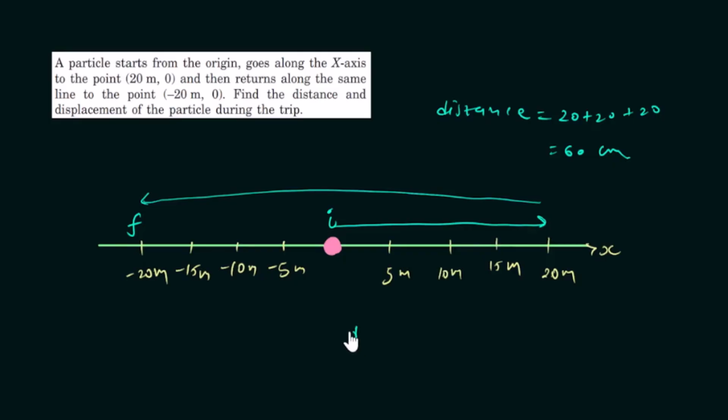And for displacement, this is 0, so the displacement will be minus 20 meter. The negative sign shows that it is on the left side of the origin. So that's all for the distance and displacement topic. And this is rectilinear motion. Basically, rectilinear motion is that kind of motion in which an object travels only in a straight direction or in one direction. Such kind of motion is known as rectilinear motion.